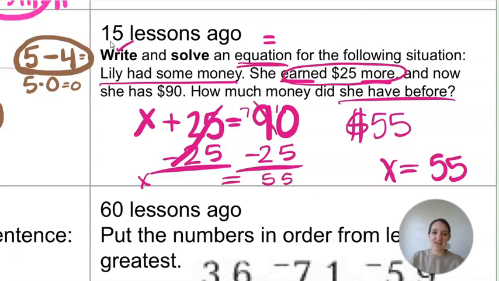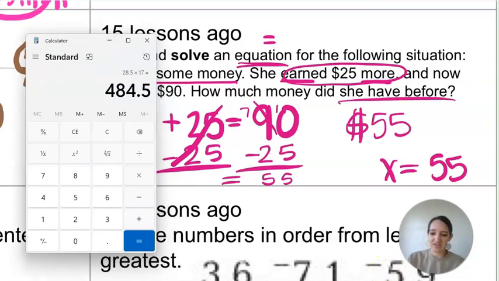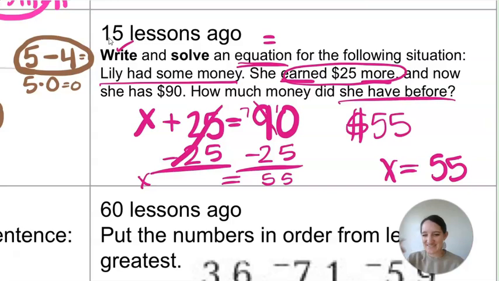Let's see if this makes sense. If she had $55 before, then she earned 25 more. Does that equal 90? Well, let's check it out. 55 plus 25 equals 80. Where's my mistake? I see it. That wasn't making sense. I was like, that's not enough. It was right here. Did you guys catch my mistake? It doesn't count because I caught it before you. Okay, so that should be an 8. So then that should be the 6. So she actually had $65 before.